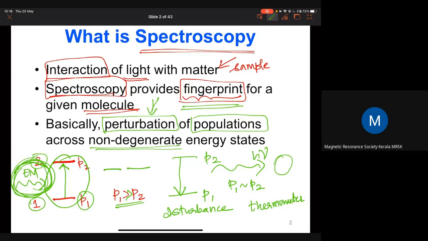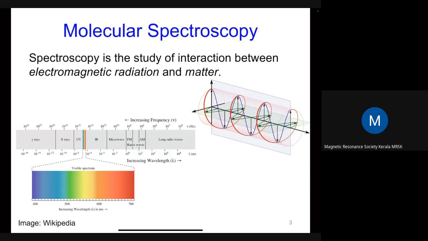So disturbing something to make a measurement is very, very common in science. And that's essentially what you do in spectroscopy. So now, what is molecular spectroscopy? I just mentioned many things here, light and matter.